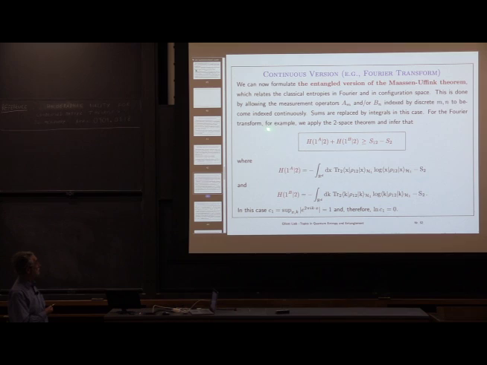For the Fourier transform, for example, we apply the two-space theorem and infer that HA plus HB is bigger than the conditional entropy of my state. And what is H? So now, here's X space, and HB is Fourier space. So here's what I do. I take my rho 1,2. I take it in an X basis on the first space. I take the matrix element. Then I take the trace over the second. Then I take the log of the same thing. And then I take the trace over the second space. And then I integrate dx.